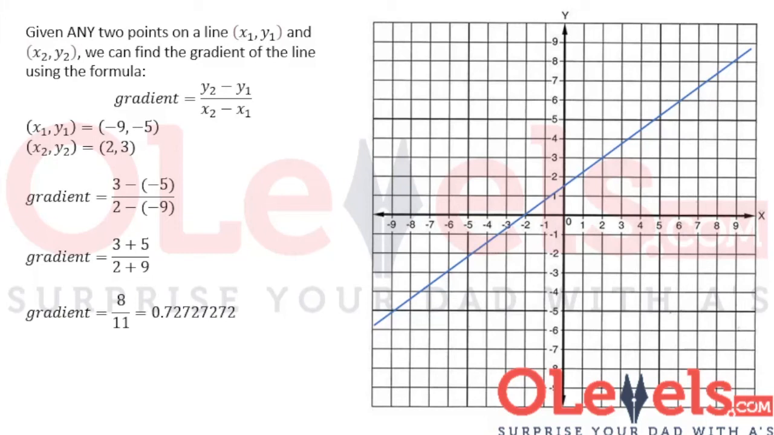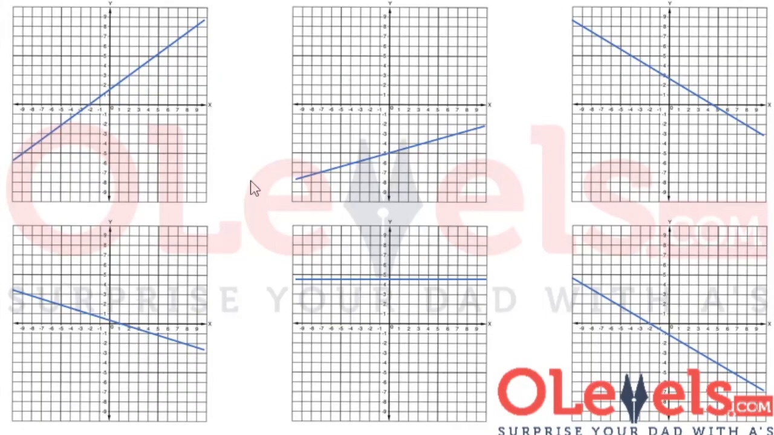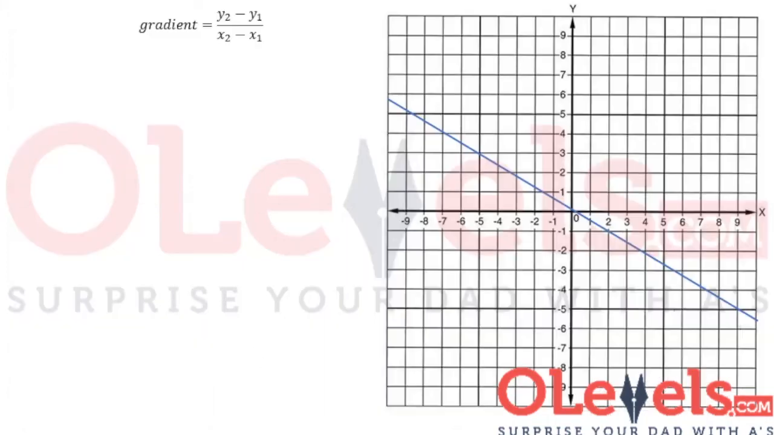And the gradient is thus 0.72727272 and an infinite number of 72s. So we can simply round this off to 0.73. So the gradient of this line is 0.73. You should now know how you can find the gradient of a given line. Now you should be able to find the gradient of any one of these lines. Now as an exercise, why don't you try finding the gradient of this line?